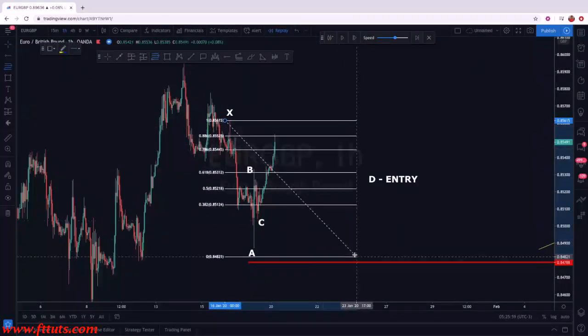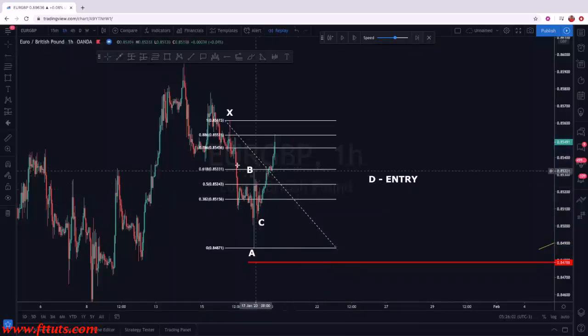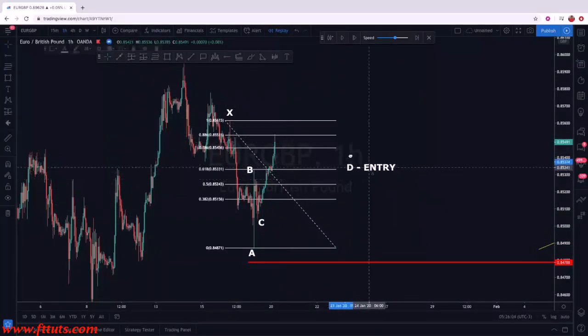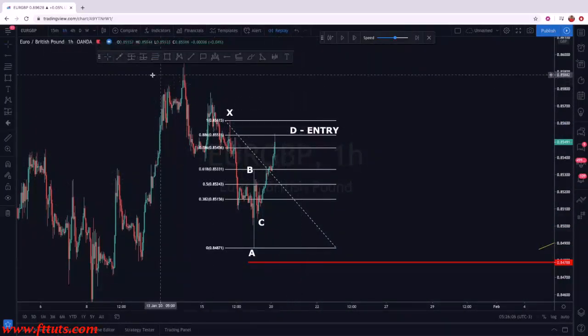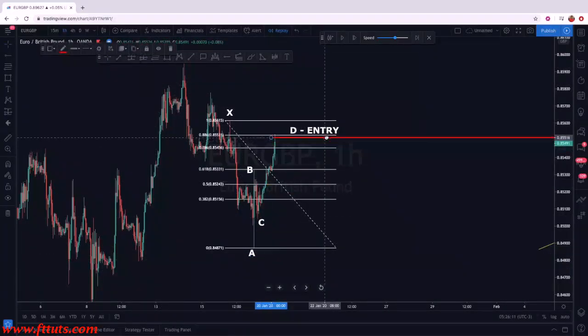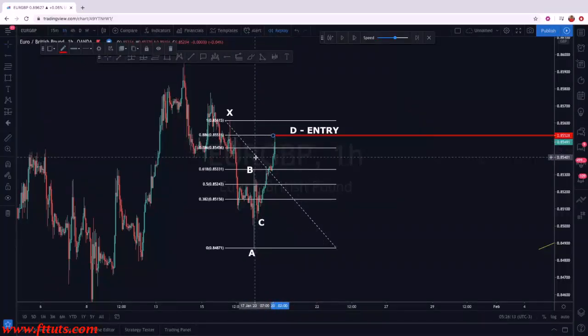And then the very last one, which is the D leg, our entry. We have to take a look at the X to A, and then 88.6 is actually going to be our entry, the D leg. Let me do this. Here's our entry, 88.6. There we go.